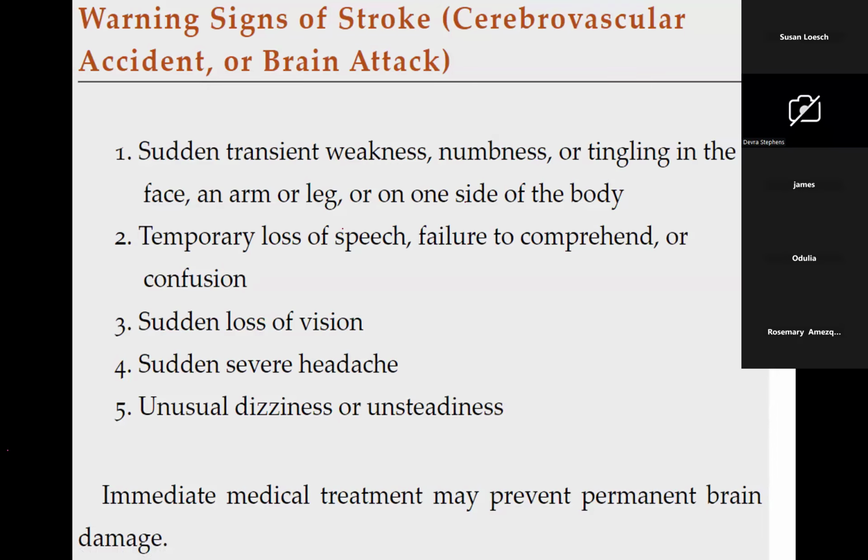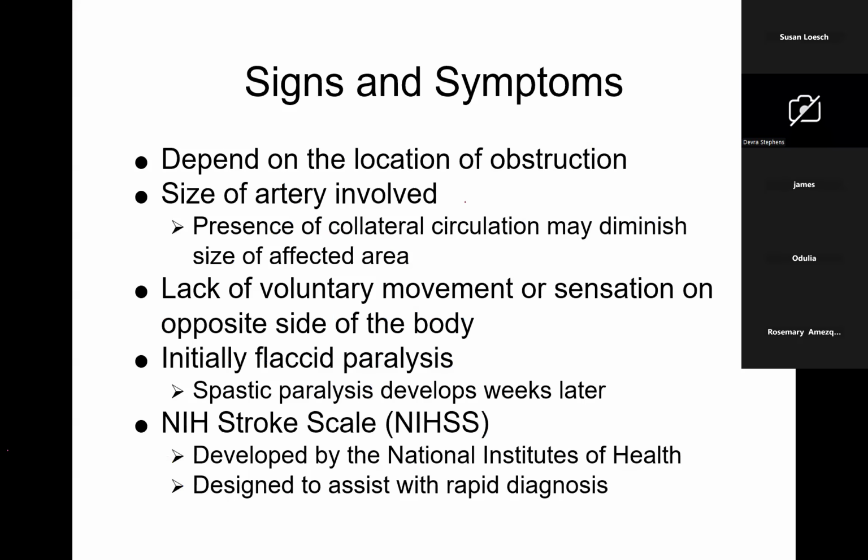Okay, so warning signs, you want to be familiar with those. And then your signs and symptoms. Signs and symptoms depend on where the obstruction is, how large the artery is that is involved, and what functional area was affected. There are silent areas of the brain where dysfunction results from small infarctions and it's not obvious.